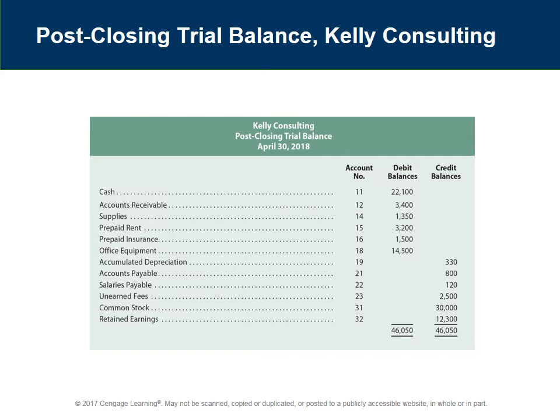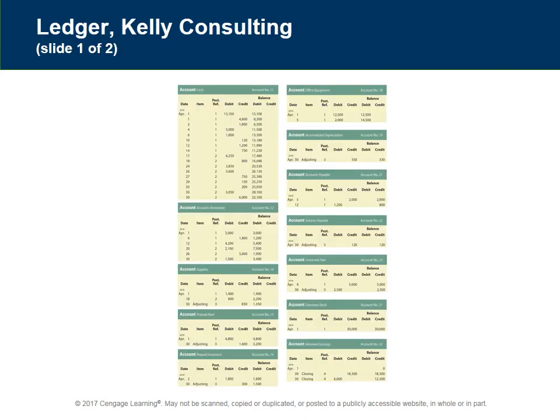Here's our post-closing trial balance that shows us that our debits and our credits equal, but it also shows us that we only have permanent accounts open. And the permanent accounts listed here are the balance sheet accounts only. Assets, liabilities, and stockholders' equity. There are no revenue. And finally, Kelly Consulting ledgers.